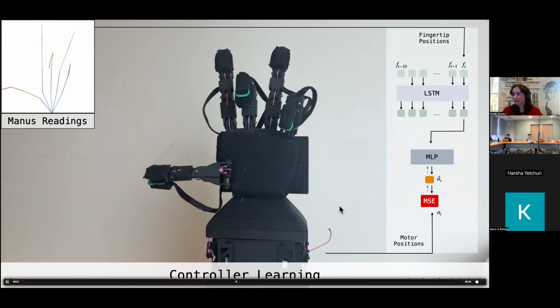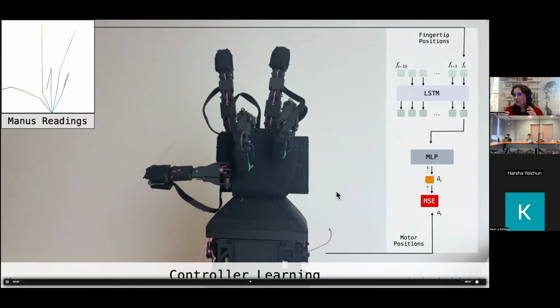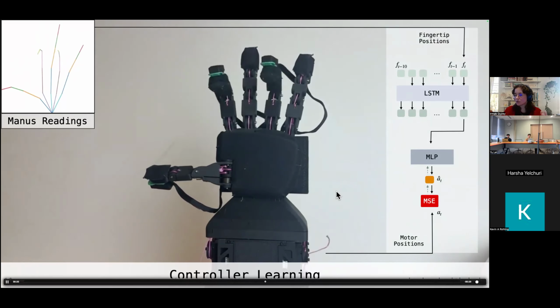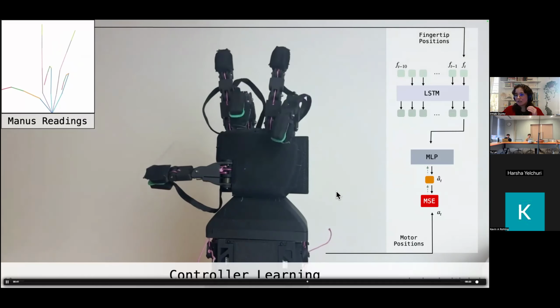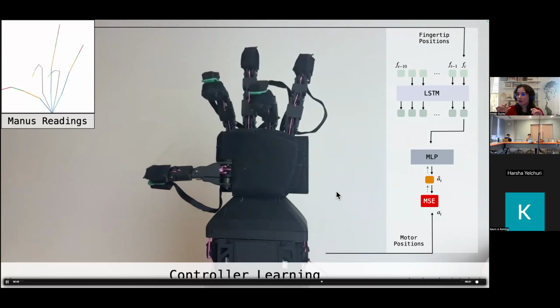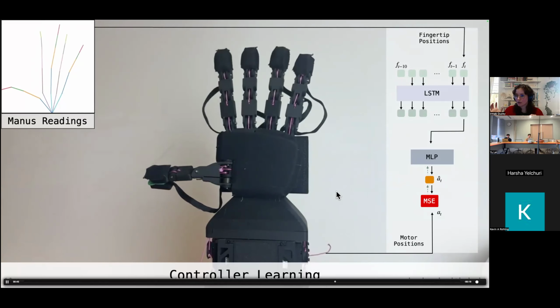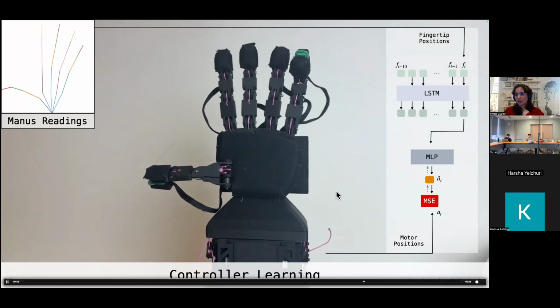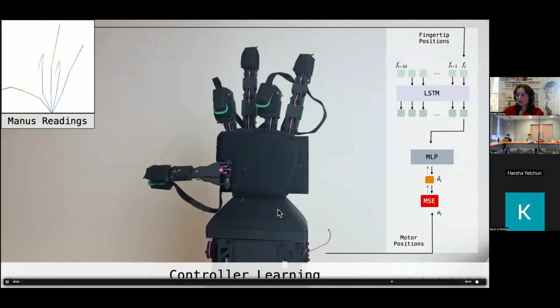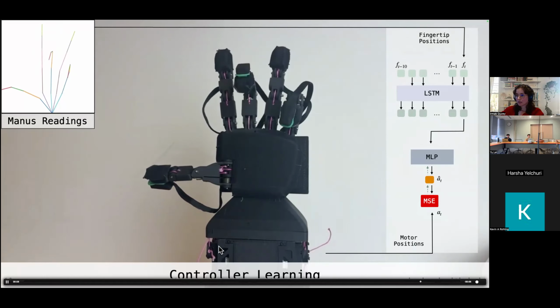So in order to tackle this problem, we deployed a learning-based approach. We attached a mocap, a motion capture glove on the back of the hand. Then we just randomly moved the hand around and collected self-supervised, autonomous data, where we save the corresponding fingertip positions, the joint angle positions, and the motor positions.